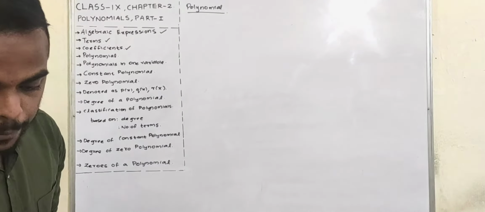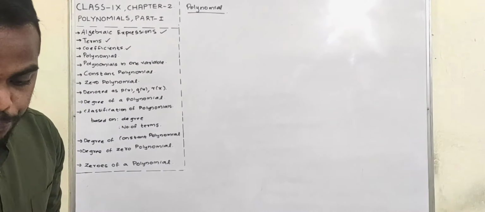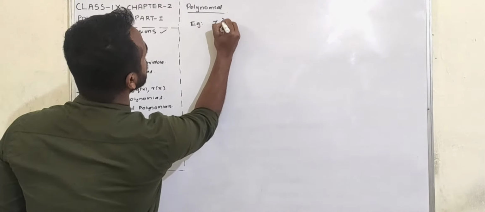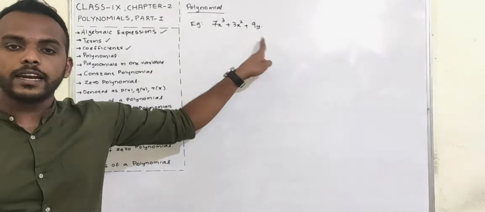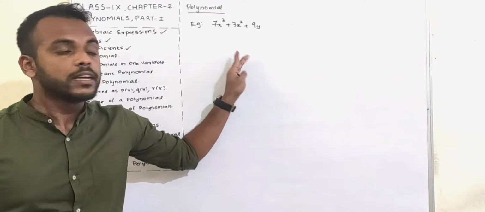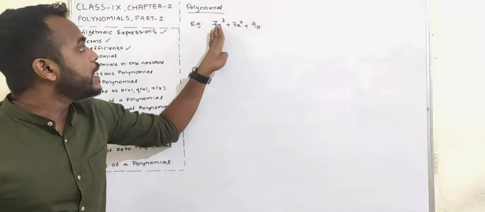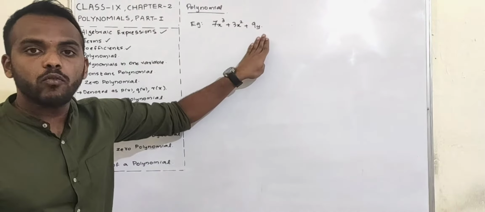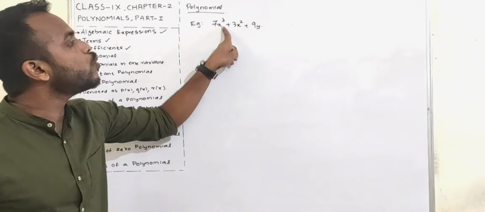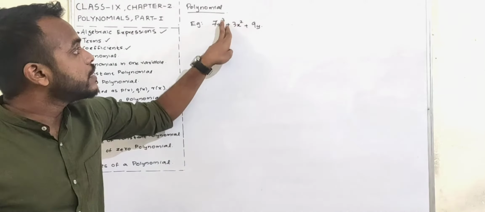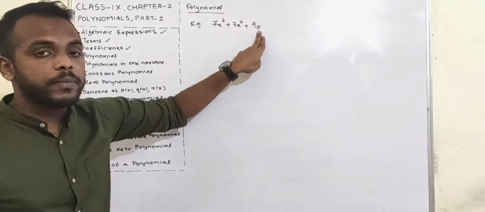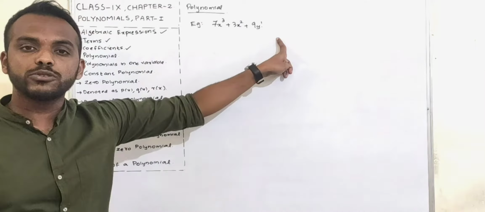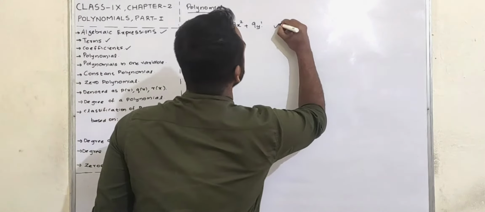In another way we can say some examples and non-examples. For example, the expression 7x cubed plus 3x square plus 9y. This is clearly a polynomial. Why? Can you guess why? Because all the variables, that is x cubed, x square, y, have powers which are whole numbers. 3 is clearly a whole number, 2 is a whole number, y means y raised to 1, and 1 is also clearly a whole number. So this is a polynomial.